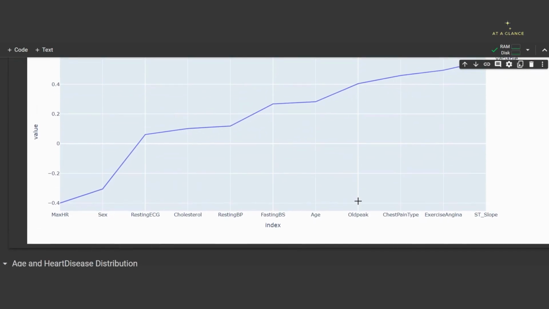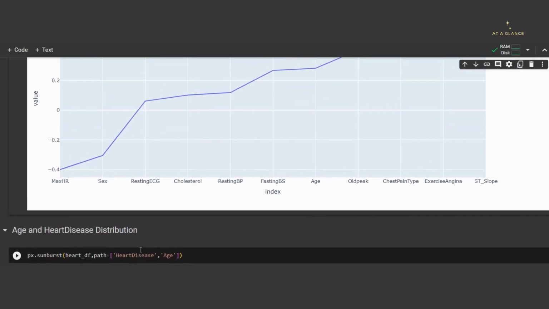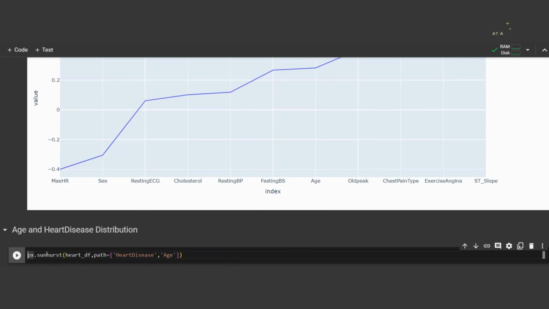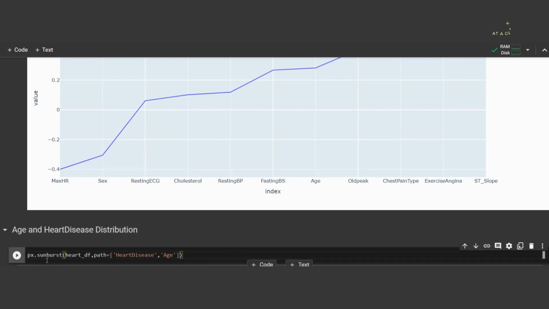Now let's move on to the another plot that is going to give us the relationship with age and heart disease distribution. So for that we are going to use the sunburst. So you can see what is this sunburst plot. A sunburst plot represents hierarchical data as sectors laid out over several levels of concentric circle. So we'll be using this sunburst plot, and how it works, we just have to pass the data frame, and then we have to specify the columns for which we are going to plot it.